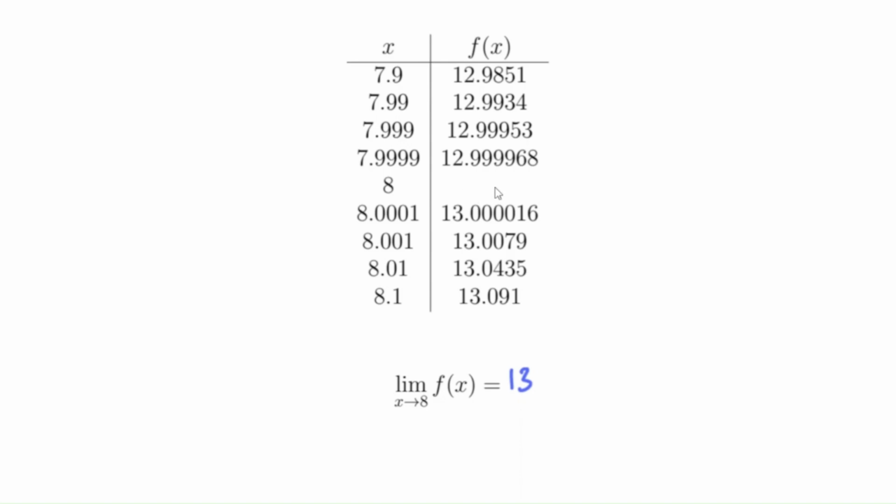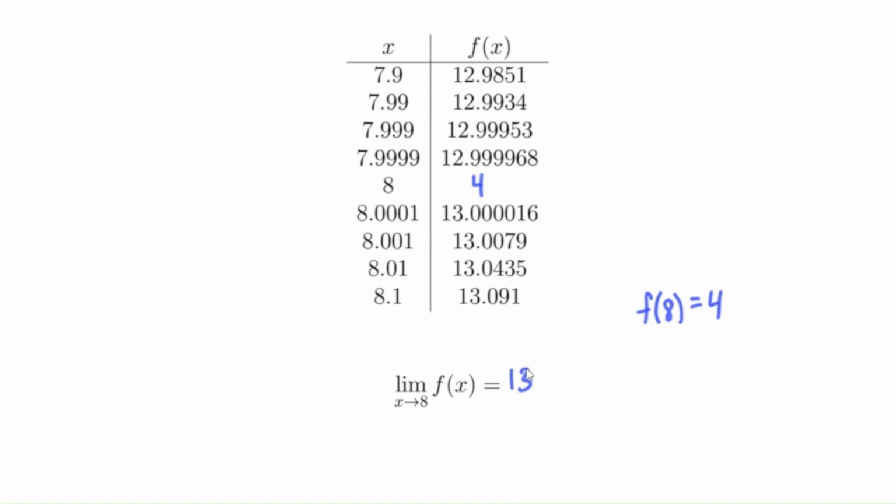Now notice I did not define it here at 8. The function could be undefined at 8, or it could be defined to be something else. It could be defined to be 4. Well, if it's defined to be 4, that still doesn't affect the limit. Now notice in this case, f of 8 would be 4, but the limit as x approaches 8 of f of x would still be 13, because the limit does not depend on how the function is defined at that number 8. Right, f of 8 in this case is 4, but the limit as x approaches 8 is 13, right? As these inputs get closer and closer to 8 without actually being 8, those outputs are getting closer and closer to 13.